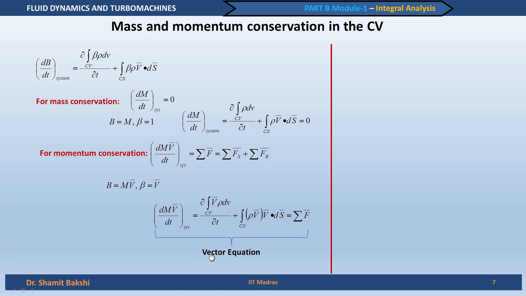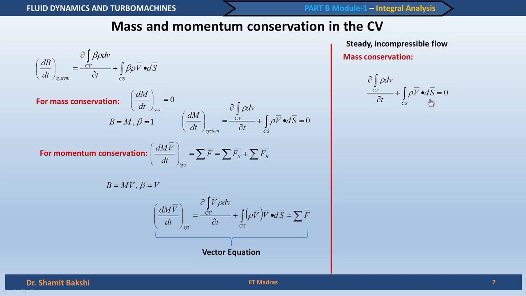Now, let us look at a simplified case, so that we can write this equation in a simple way for simple cases. The simplicity which we consider here is a steady and incompressible flow. So, if we consider that, what happens to the mass conservation equation.